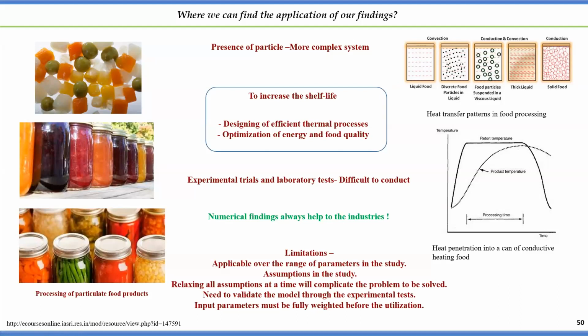But we always have to remember, when you are using numerical data to analyze any system, we have to keep in mind the limitations of our numerical findings. These numerical findings are applicable over the range of parameters considered in the study. Beyond this range, these findings are not that applicable. The assumptions in the study are limitations, because you are simplifying by relaxing small phenomena and assuming your system will behave a certain way. But if that phenomenon has much more contribution in your process, then you cannot consider that assumption or those findings.